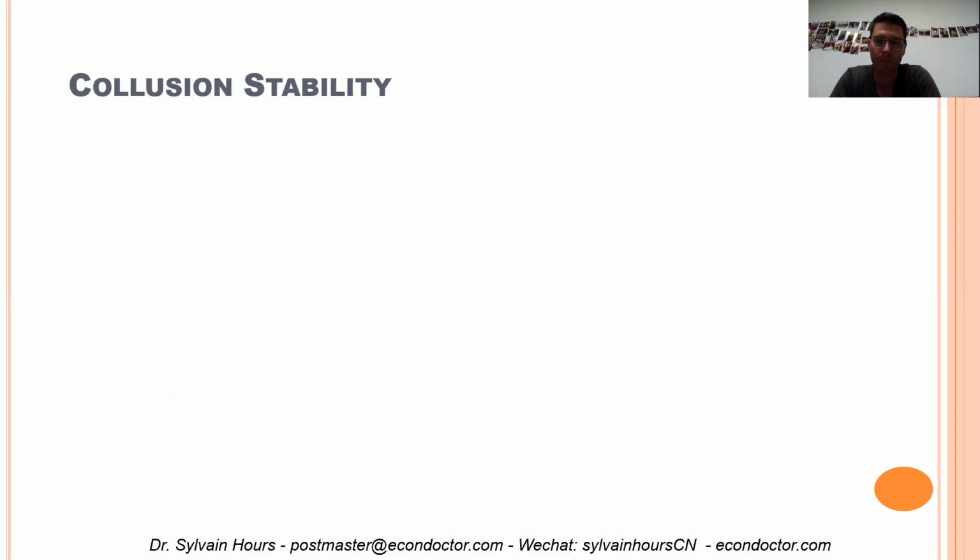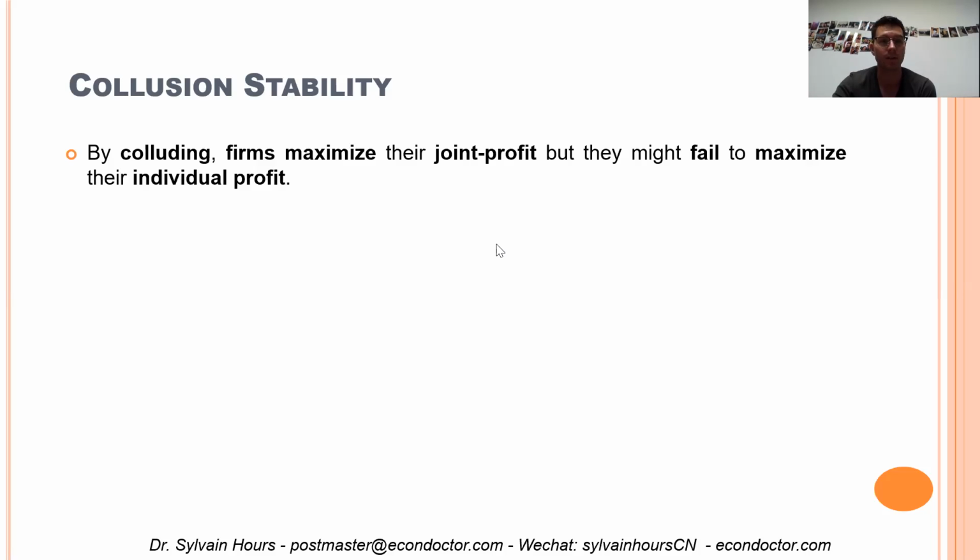Okay, let's talk about stability then. The objective here is to find out in which case collusion is likely to work, and in which case it's going to be difficult to reach an agreement. And there are many, many parameters, and there are many MCQs that test this particular knowledge.